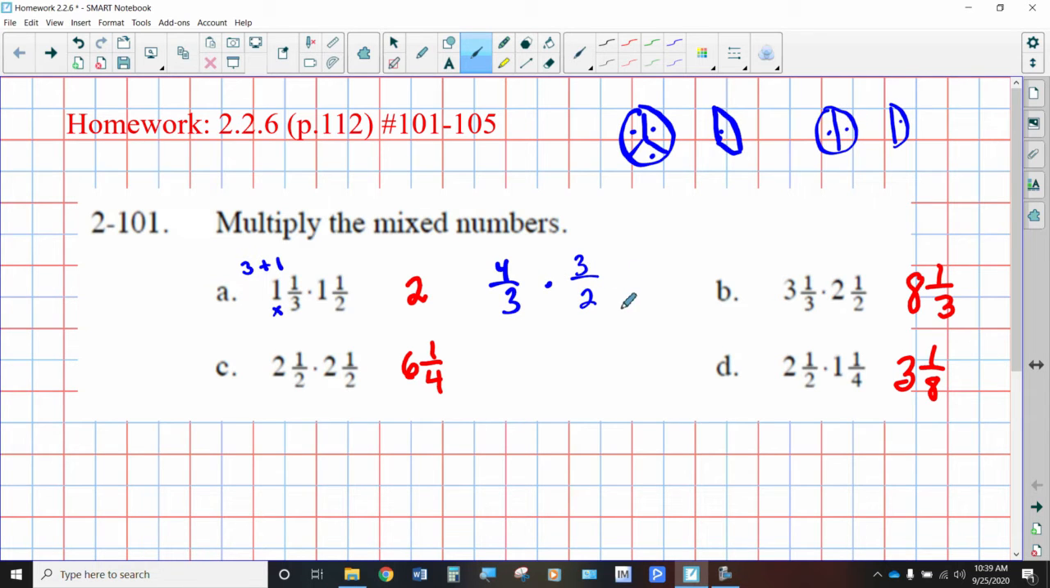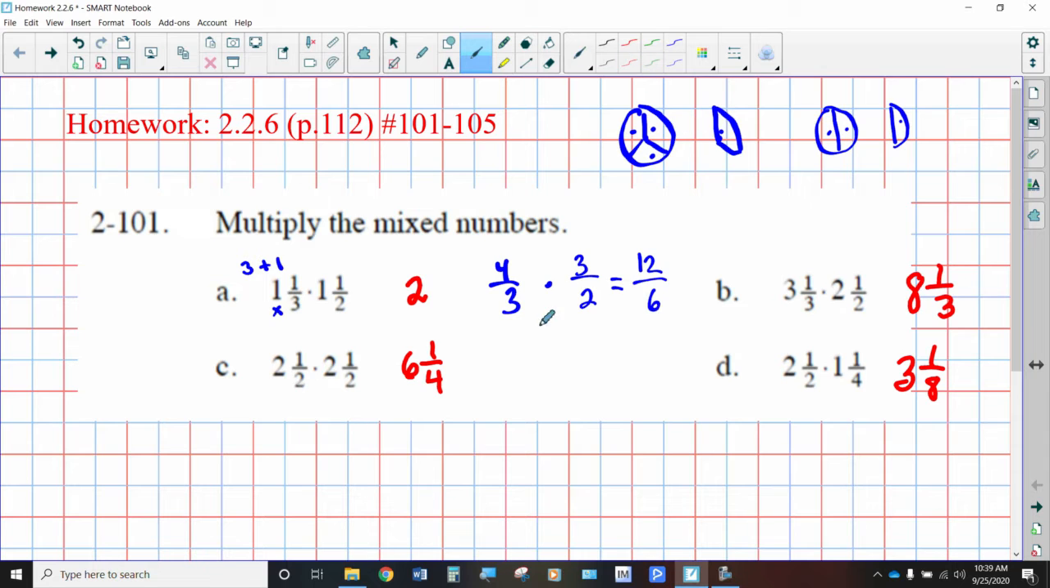So now you can multiply them together. And let me show you a couple of different strategies. First, you can start by multiplying straight across, numerator times numerator, denominator times denominator gives you a 6, and then simplify to give you an answer of 2.